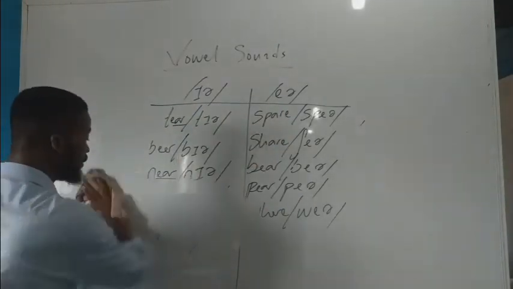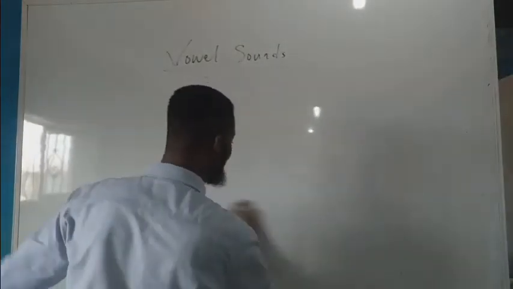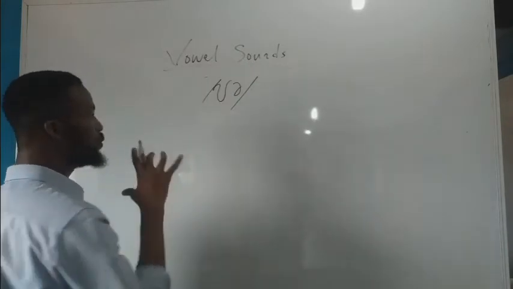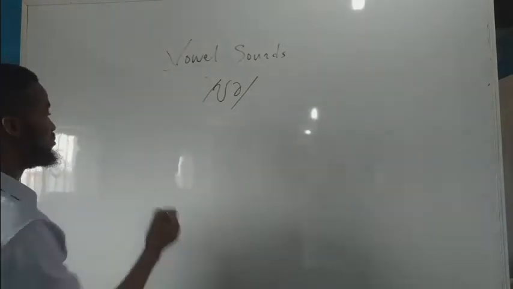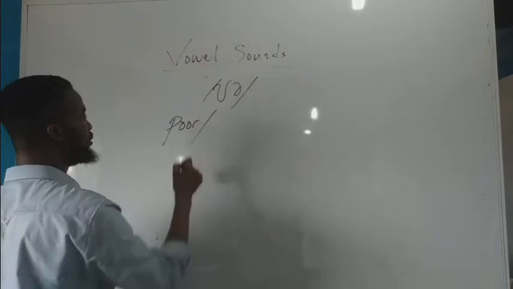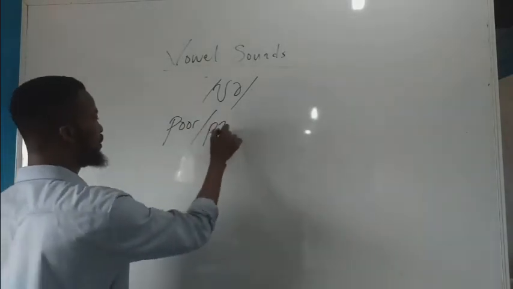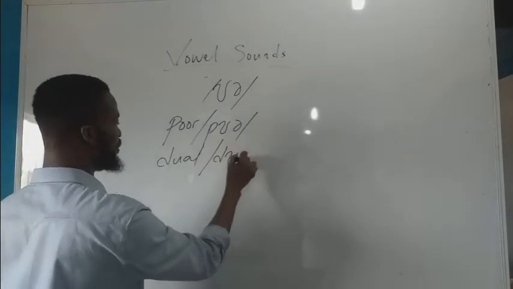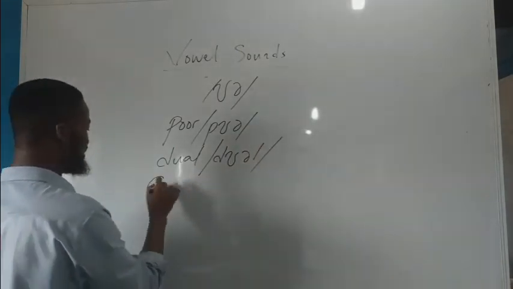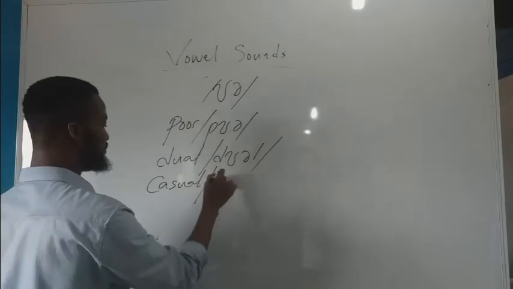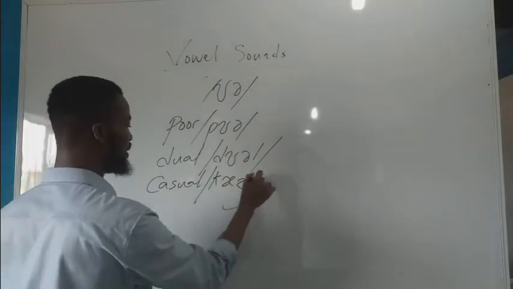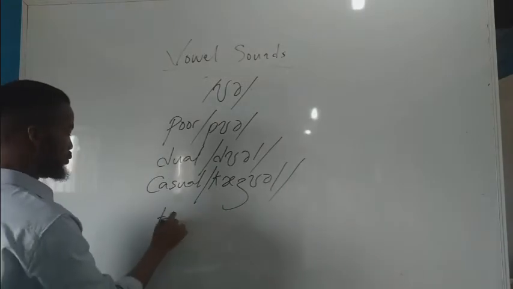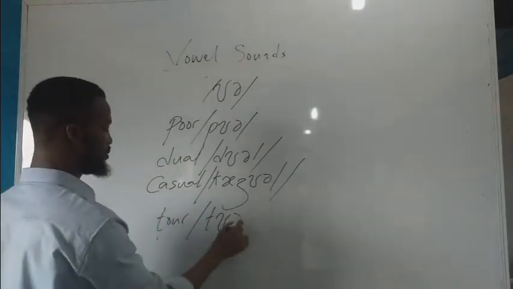The last one we're going to be looking at is ur. It's like the combination of the U sound and that. It's found in P-O-O-R. This is not poor, it's called poor. It's found in D-U-A-L. This is called dual. It's found in C-A-S-U-A-L. This is pronounced as casual. Alright? If I have C-O-U-R, this is also pronounced as tour.